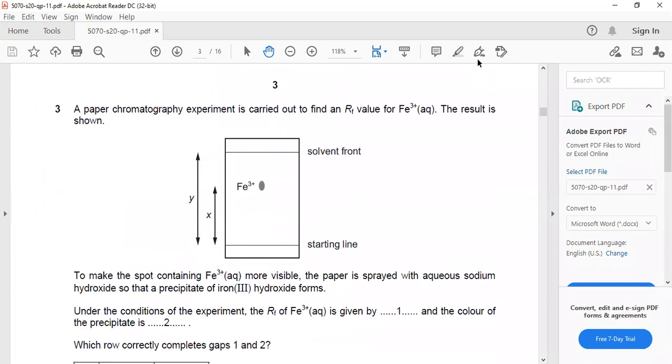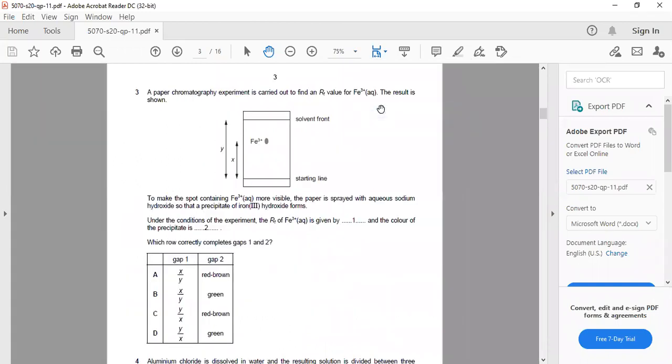Okay, third. Question number 3 is about chromatography. You should know about chromatography. One thing about chromatography is: what is the Rf value? The Rf value is the distance covered by the spot divided by the distance covered by the solvent front. Suppose this is iron 3. So what is the Rf value? Distance covered by the spot and the distance covered by the solvent. This is the Rf value, X upon Y.